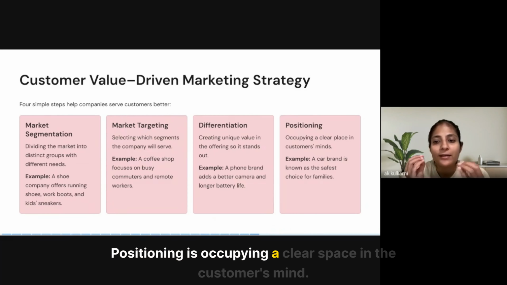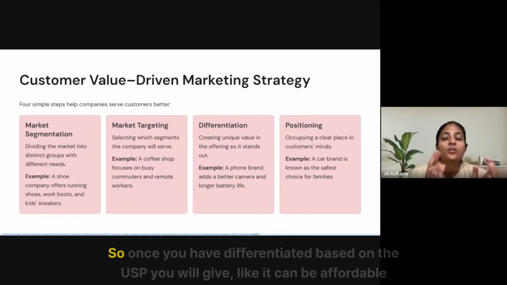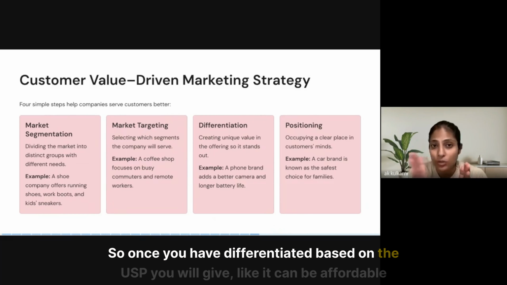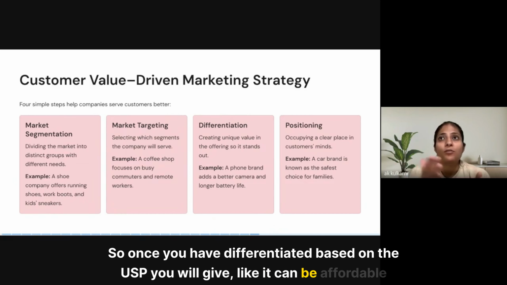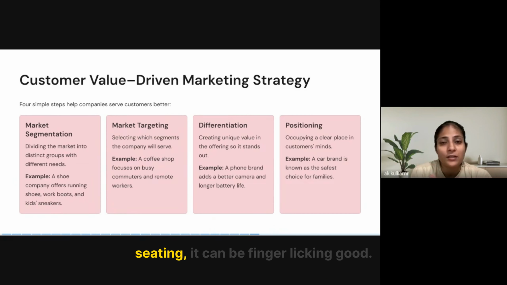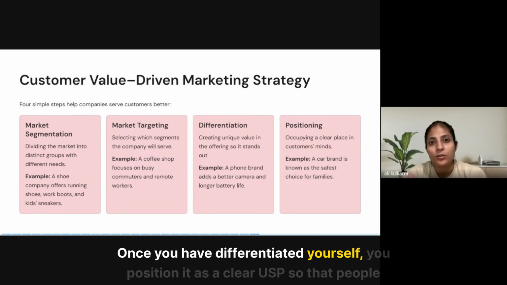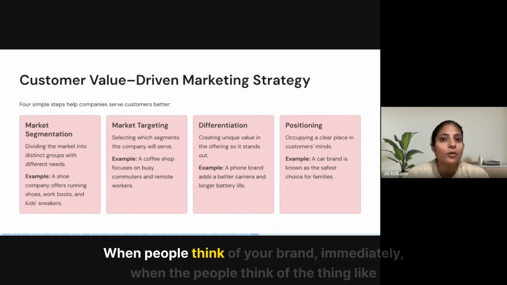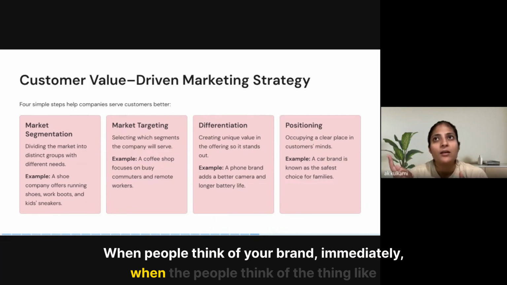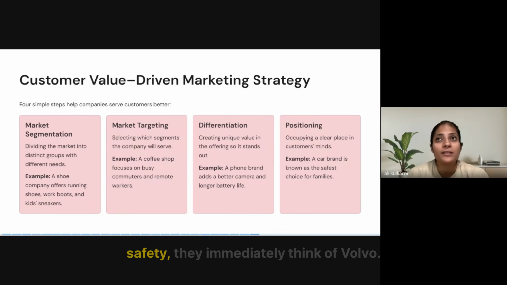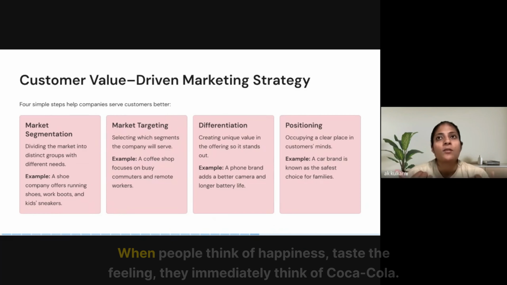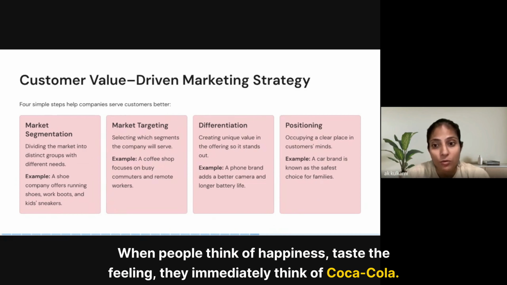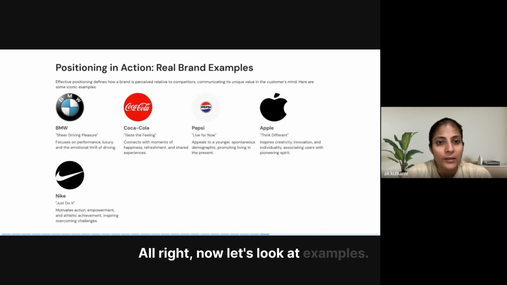Positioning is occupying a clear space in the customer's mind. So once you have differentiated based on the USP you will give, like it can be affordable seating, it can be finger licking good. Once you have differentiated yourself, you position it as a clear USP so that when people think of safety, they immediately think of Volvo. When people think of happiness, taste the feeling, they immediately think of Coca Cola. All right, now let's look at examples.